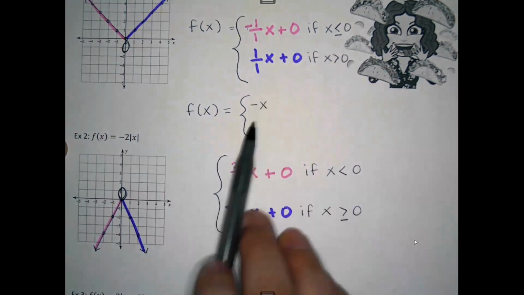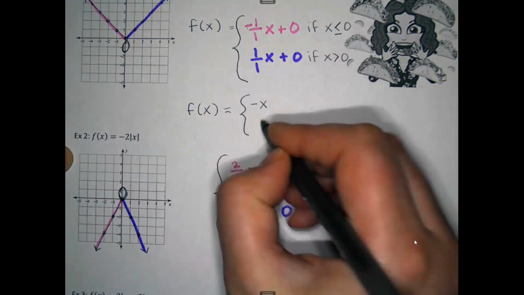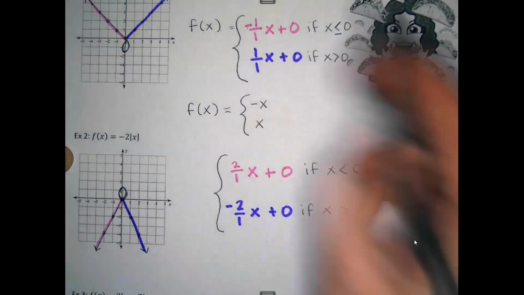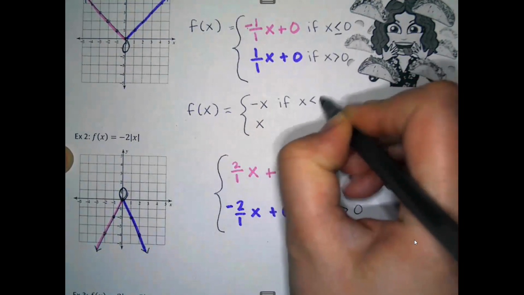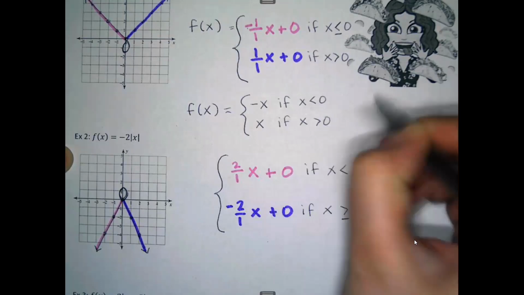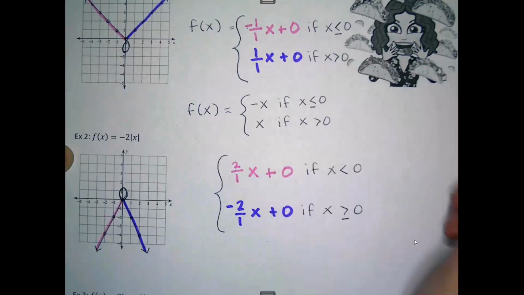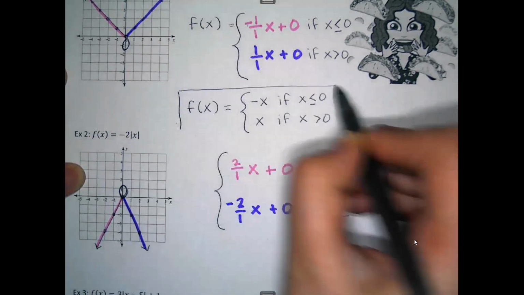What should we write for the other one? Just positive x. Okay. Now we should put this part. If you're looking on the left side of 0, if you're looking on the right side of 0. And then I got my little equal to. So this is what your answer would look like.